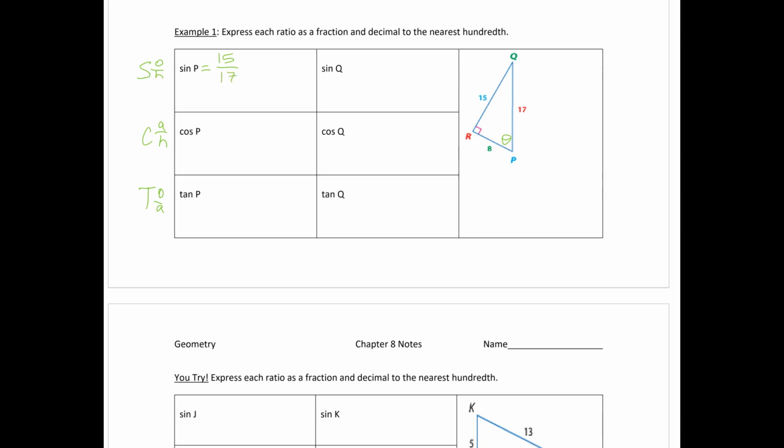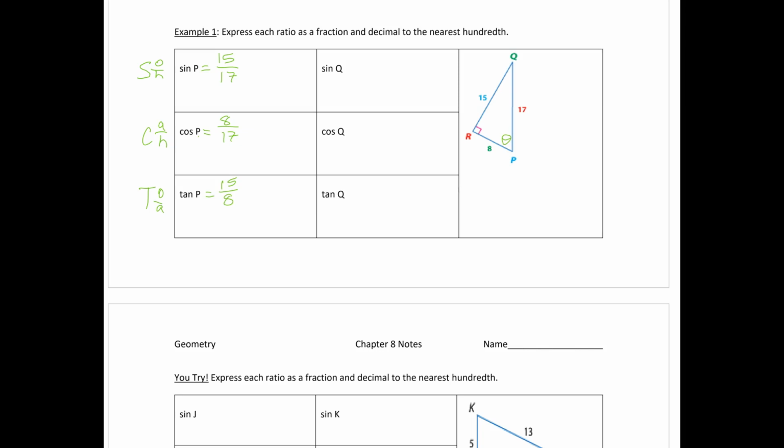Okay, so sine of P, sine of this angle here, is equal to 15 over 17. It's equal to that ratio. The cosine of this angle here is going to be equal to the adjacent side, so 8, over the hypotenuse, which is 17. The tangent of this angle is equal to the opposite, so 15, over the adjacent, which would be 8.